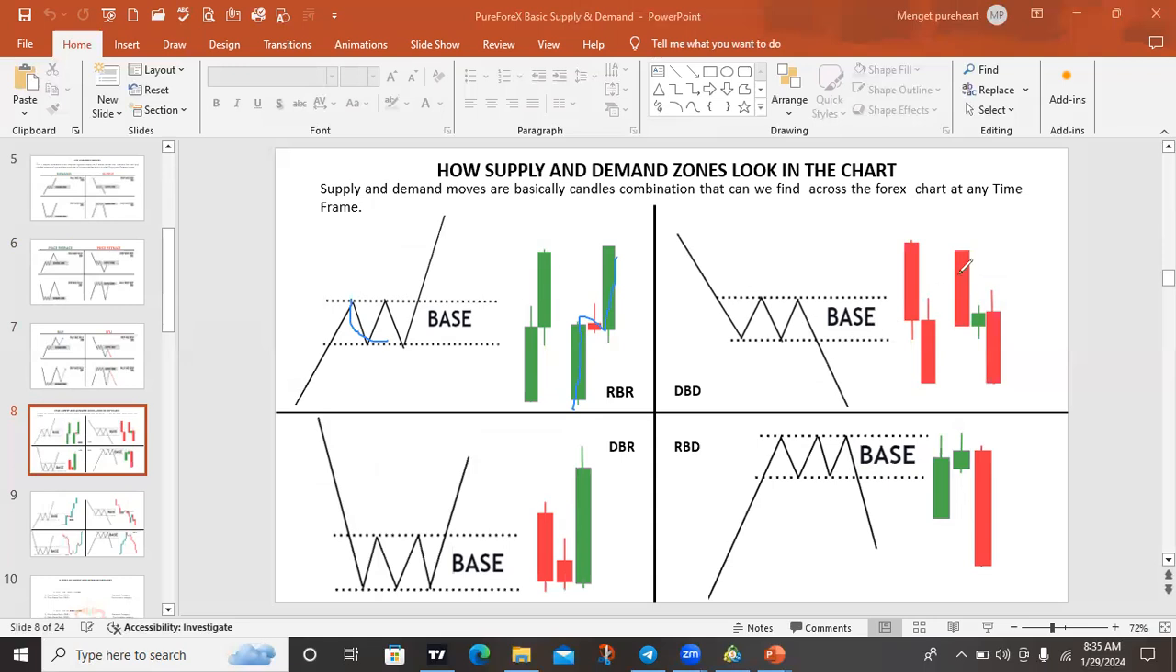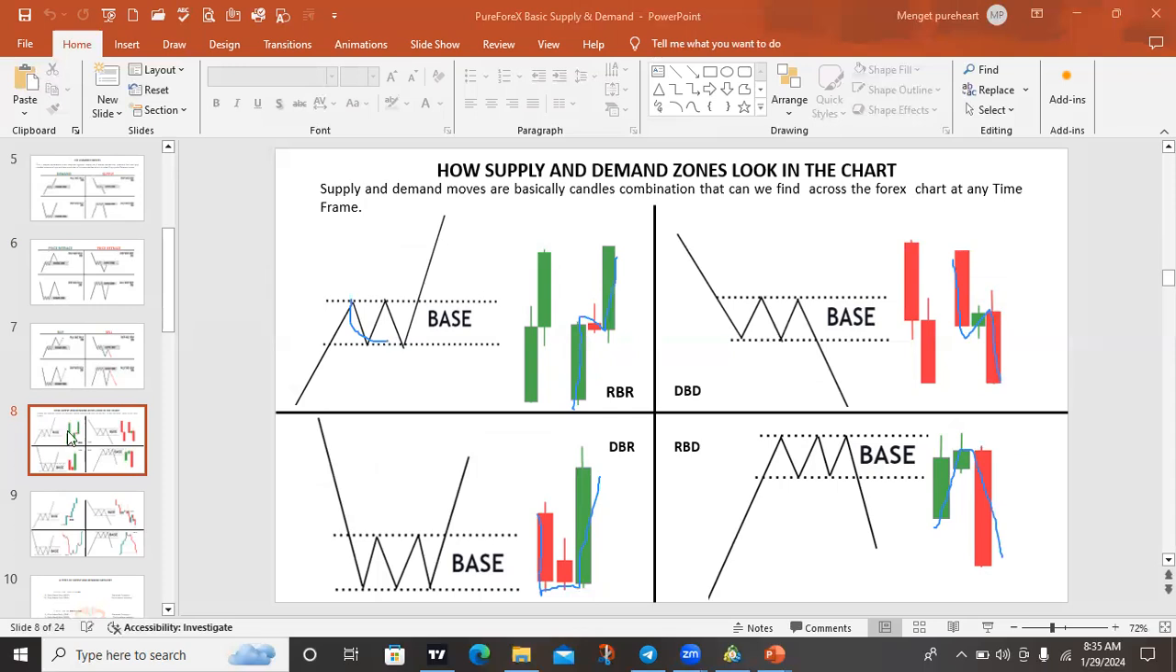So drop-base-drop is also like this. And drop-base-rally is like this. Then rally-base-rally is like this. Rally-base-drop is like this. So this is how this looks in the forex chart. So we are going to look at these types of supply and demand zones in the chart.